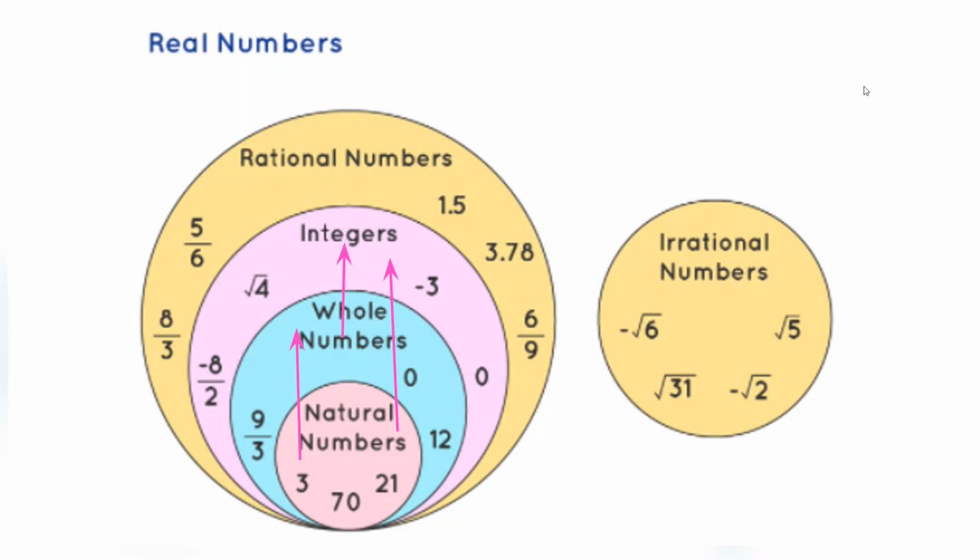But not all the integers are whole numbers, and not all the whole numbers are natural, because as I told you, we have 0, and 0 is a whole number, but it's not natural. So because of that, not all the whole numbers are natural, but all the natural numbers are whole numbers.